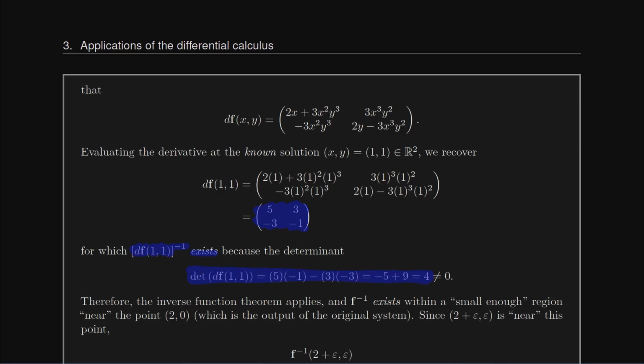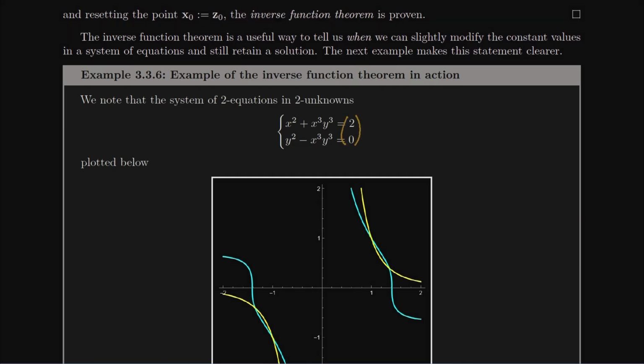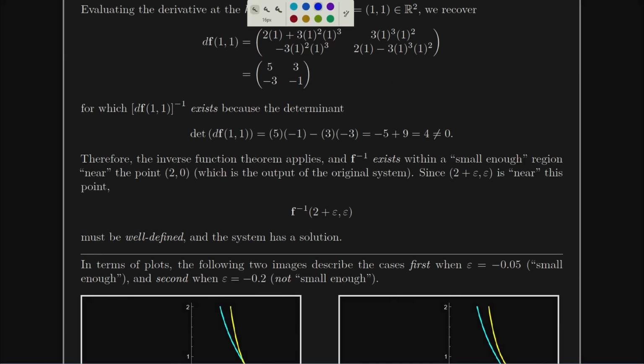Now the inverse function theorem says that f inverse exists at least within a small enough region near the point 2, 0. What do I mean by that? Here's the point 2, 0. If I'm considering the left-hand side as a function and the right-hand side as the image of the function, I care about the inverse function acting on the point in the image, acting on 2, 0. So the inverse function is well defined near the point 2, 0, and f inverse of something like 2 plus epsilon, epsilon, at least for small epsilon, is still well defined, and the output of this function would be some x, y which solves the modified system.